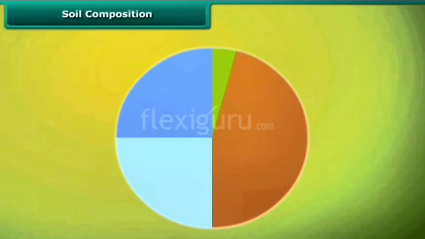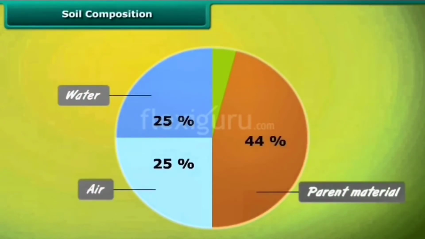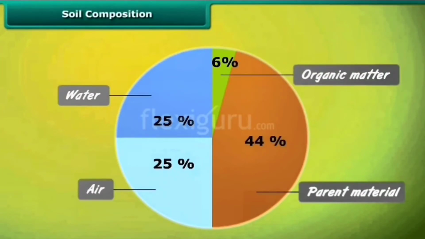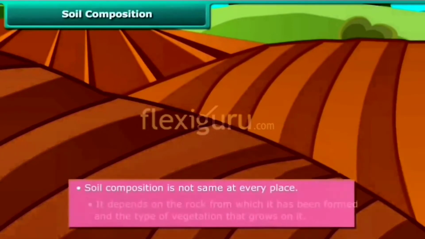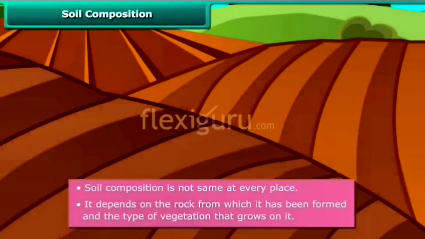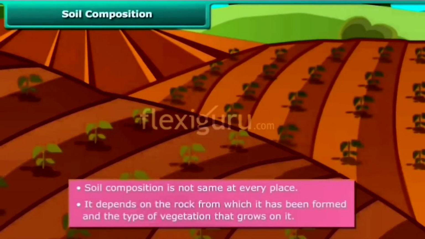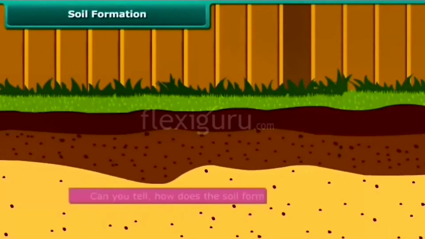Soil composition. Soil is a mixture of water, air, parent rock and other organic matter. Over time, these four components combine together to form healthy fertile soil. Soil composition is not the same in every place. It depends on the rock from which it has been formed and the type of vegetation that grows in it.